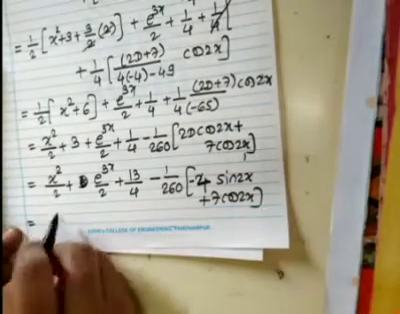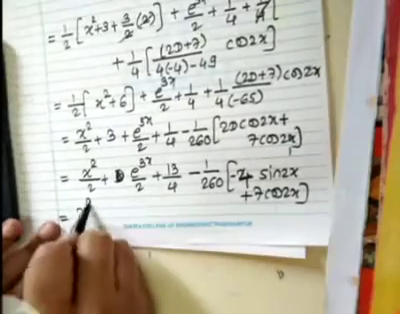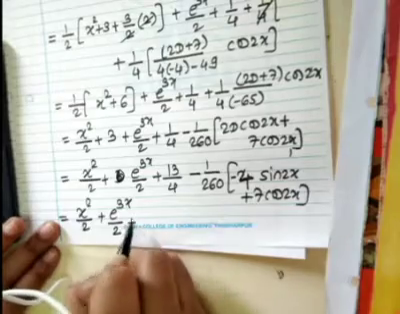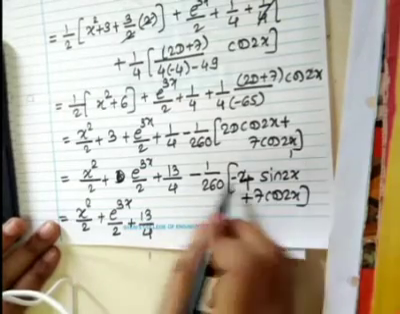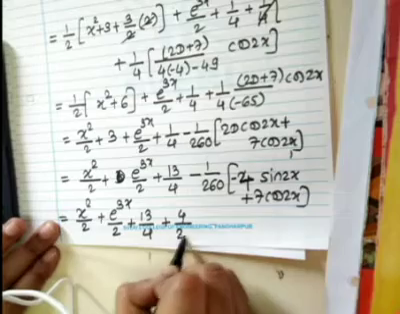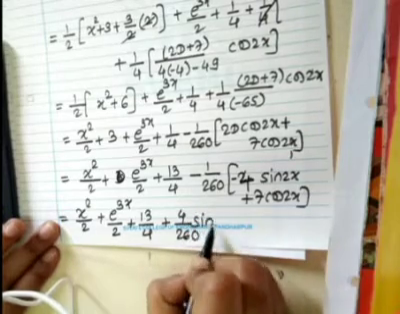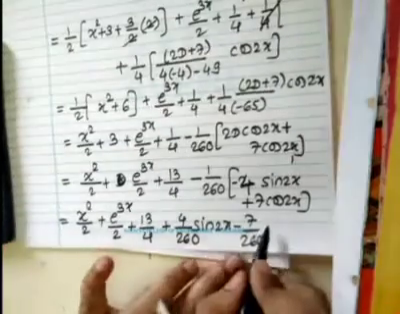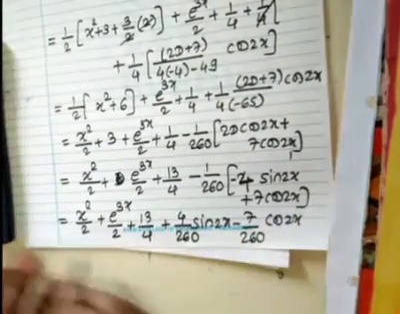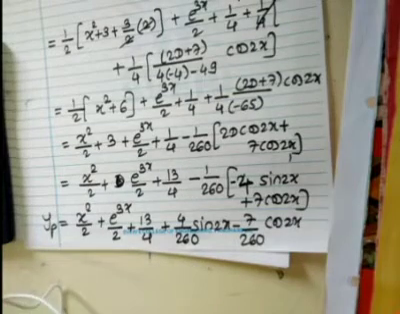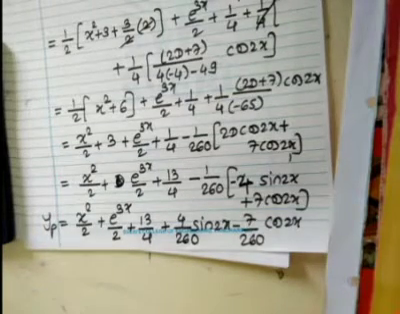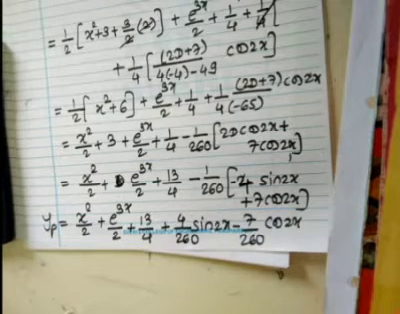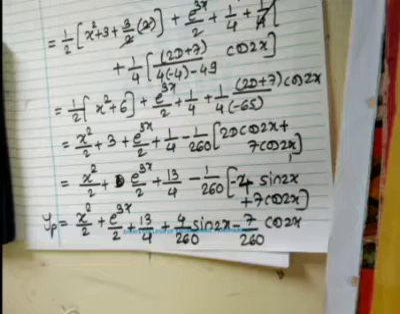So your yp will finally be like x square by 2 plus e raised to 3x by 2 plus 13 by 4 plus 4 by 260 sin 2x minus 7 by 260 cos 2x. Done. Yp finished. Any doubt in this? Getting? Everyone?